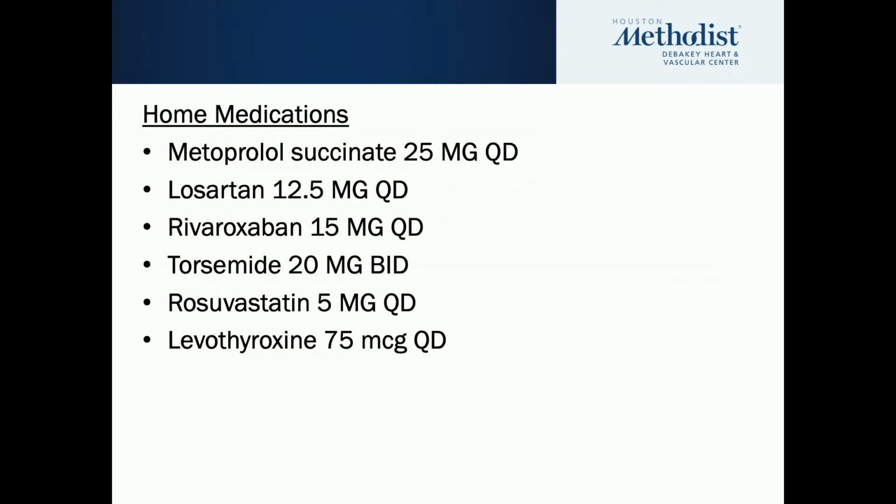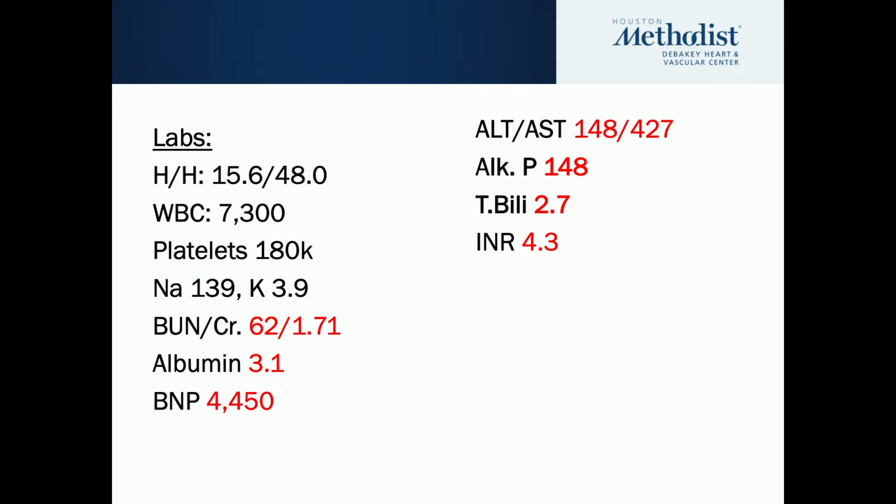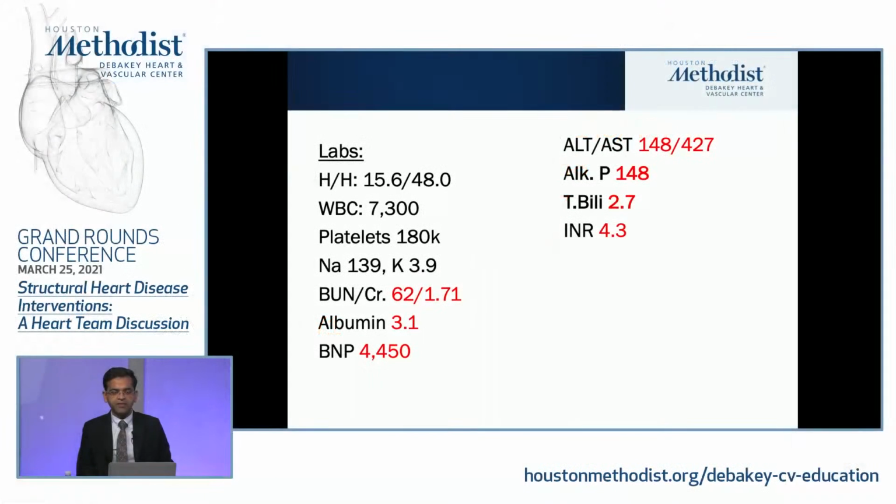He was on maximal tolerated doses of medical therapy for heart failure, and his exam was significant for distended neck veins, 2 to 3 plus pitting edema in his extremities, and reduced breath sounds at the right lung base. So overall, suggestive of a volume overloaded state. His blood work was significant for an elevated creatinine, a high proBNP, and congestive hepatopathy.